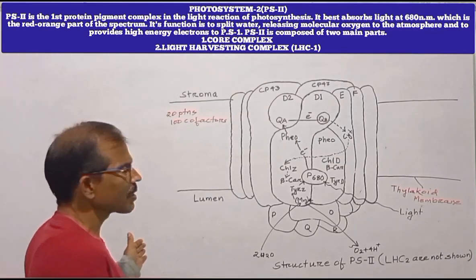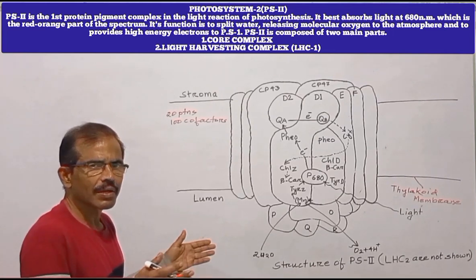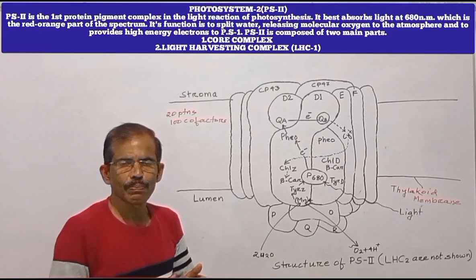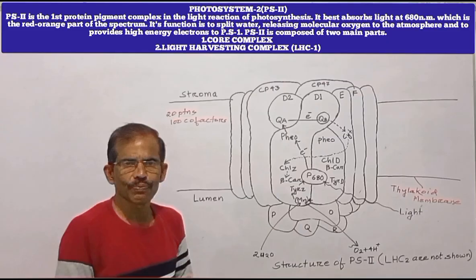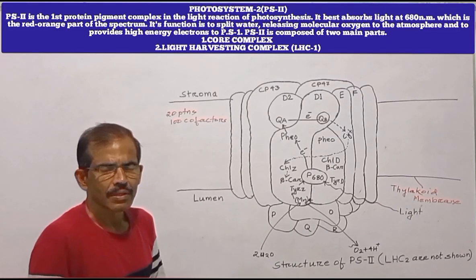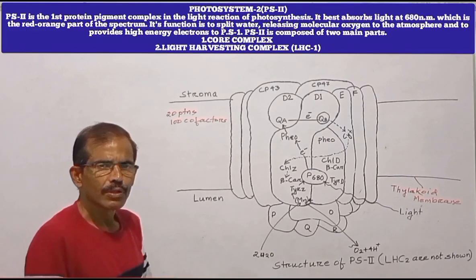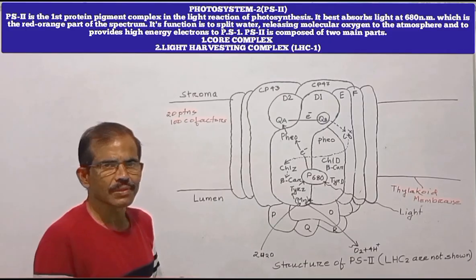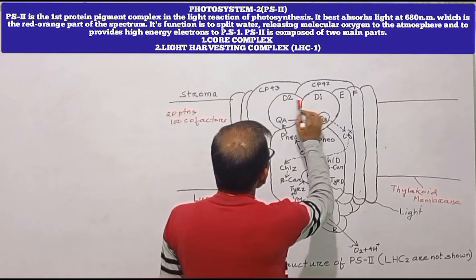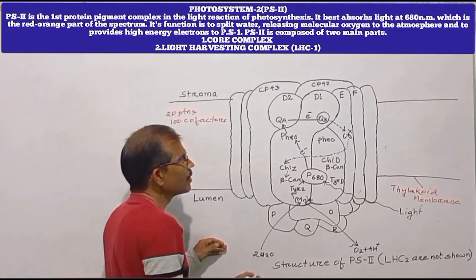The core complex contains over 20 proteins and more than 100 cofactors. The cofactors include different types of photosynthetic pigments like chlorophyll A, B, carotenoids and other components. The core complex of photosystem 2 consists of two main groups of proteins. The first group of proteins includes D1 and D2, which form the base of this complex.